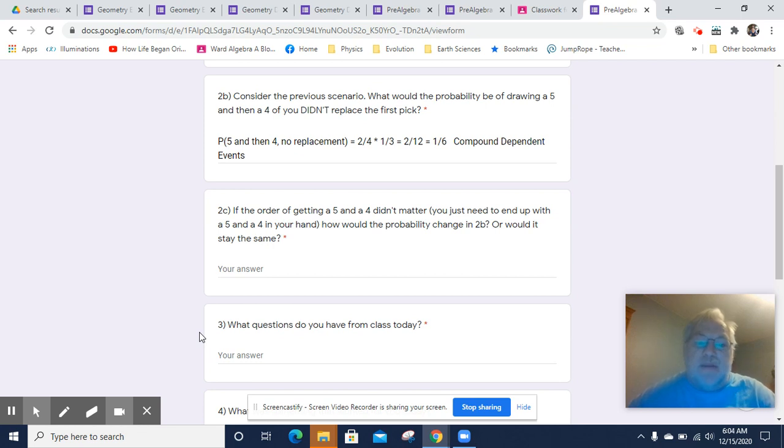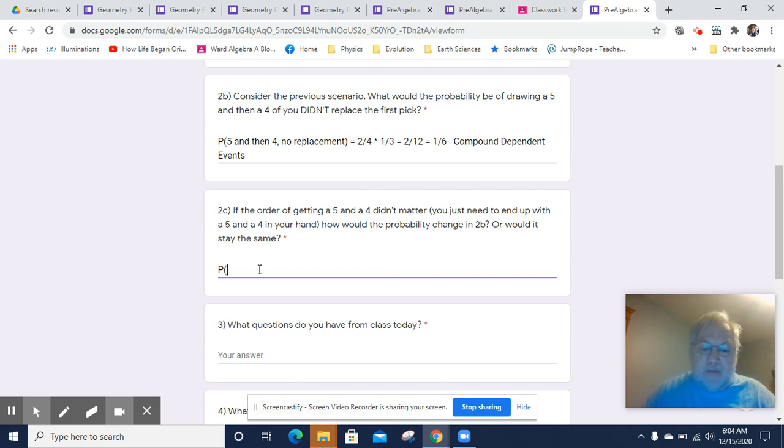in the third one, we're going to take a look at the order. So we're going to get a 5 and then a 4. And the order doesn't really matter. You just need to end up with a 5 in your hand and a 4 in your hand. So would the probability change from 2b? Well, in fact, it would. It would double.